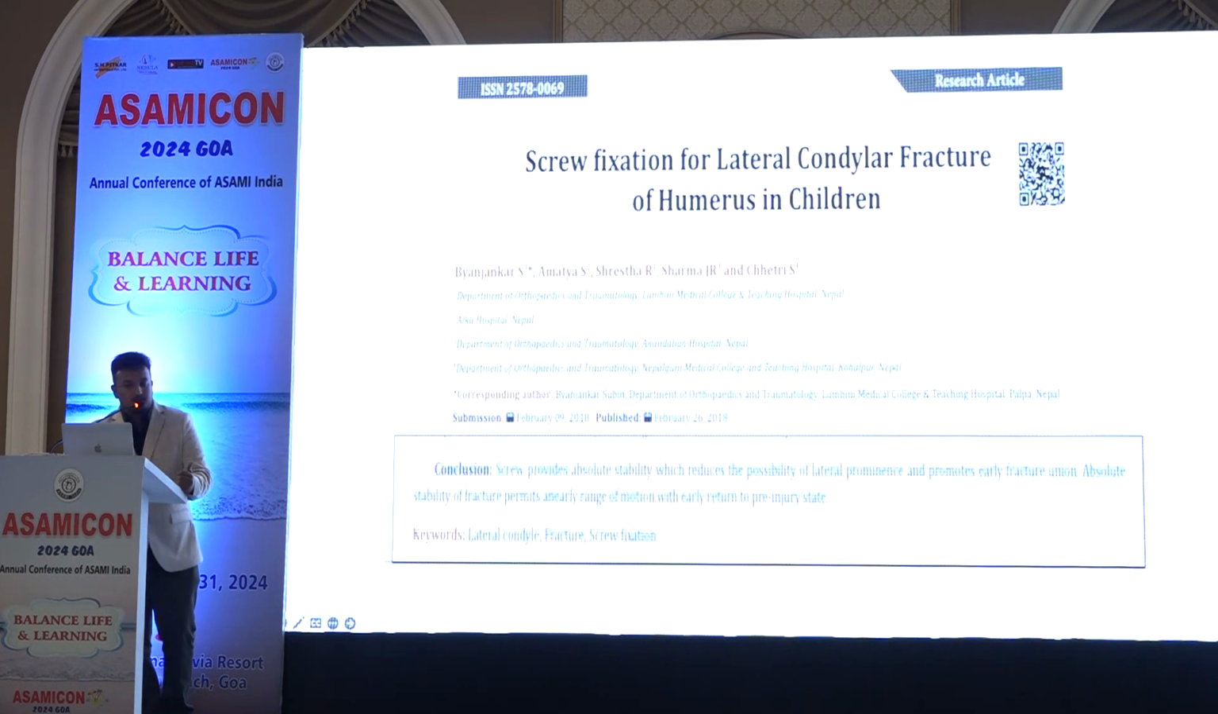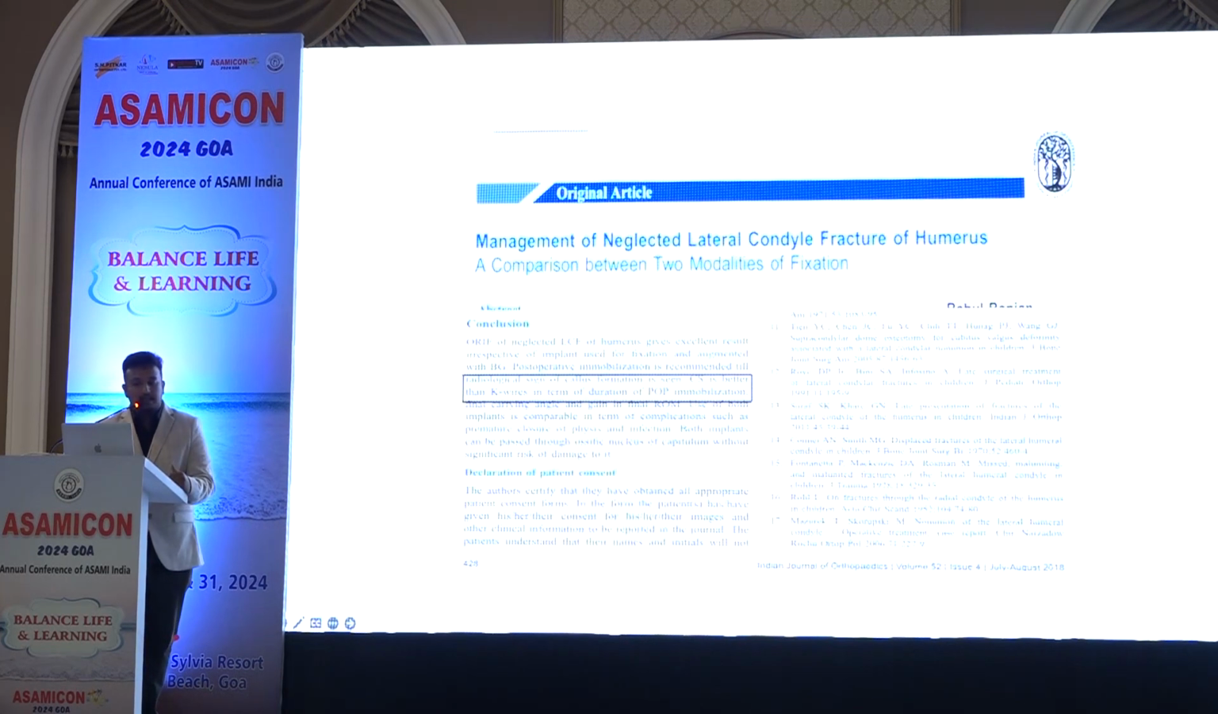These are the papers which support the treatment which we did in our college. Screw fixation for lateral condyle humerus, and this is another article.